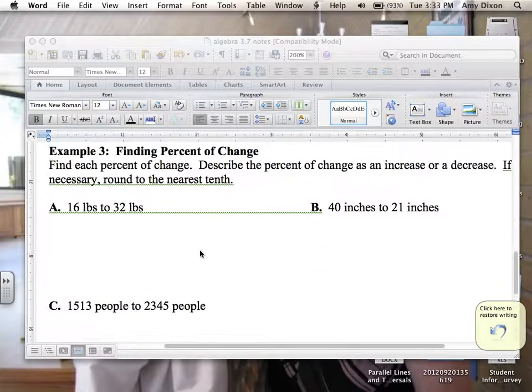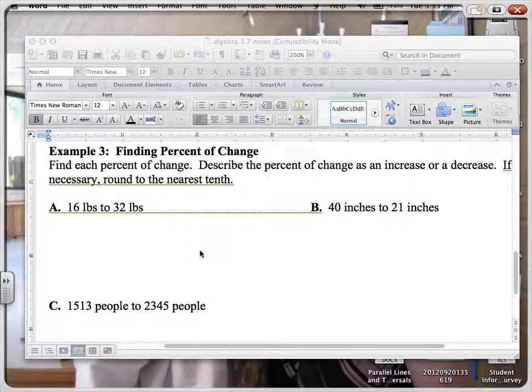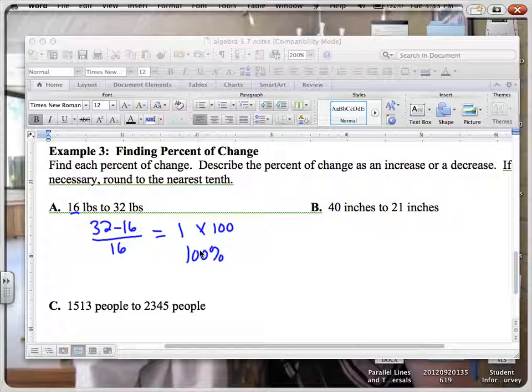Okay, so now let's look at example 3. Find each percent of change, describe the percent of change as an increase or decrease, and if necessary, round to the nearest tenth. On each of these, we're just going to find the percent of change. For the amount of change, we have 32 minus 16, and you can do bigger number minus smaller number to get that change. Divided by the original amount, which is 16. So we get 32 minus 16 divided by 16. That's going to give you 1. And then you multiply that by 100, so you get 100%. And then you have to do an arrow. Since we went from 16 to 32, that's an up arrow. We increase.